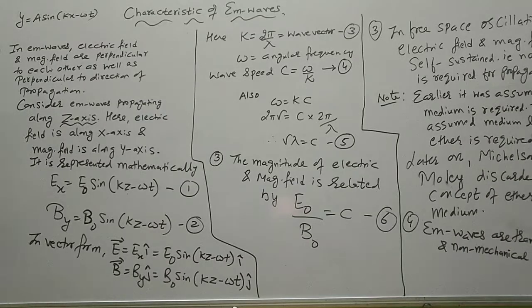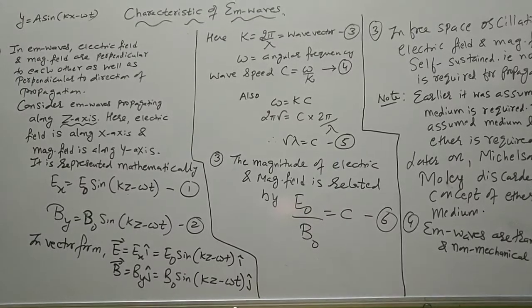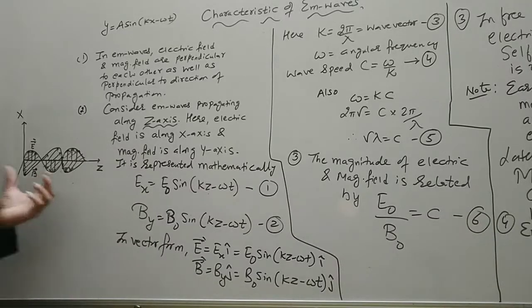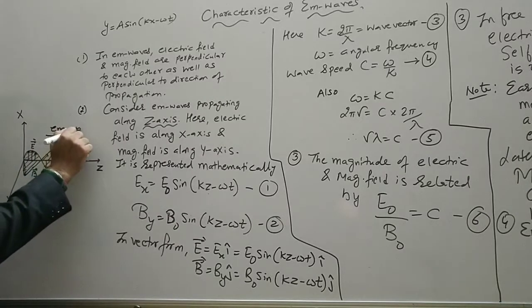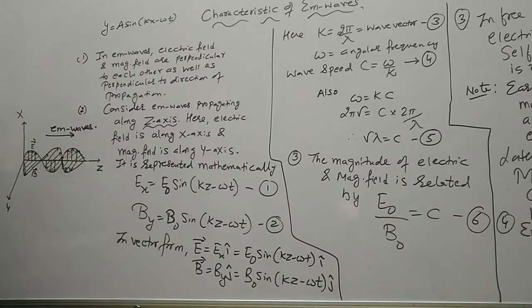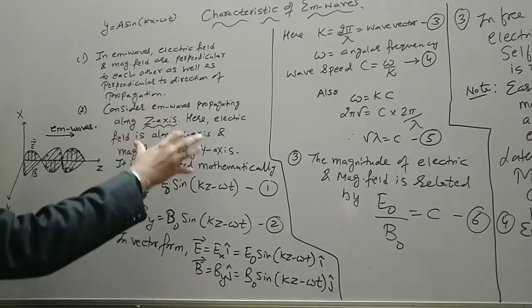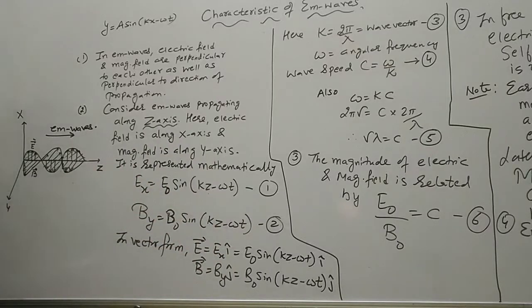So E naught and B naught are the amplitudes of the electric and the magnetic field. This is how we show the diagram. The electric field is oscillating along the x-axis. This is your y-axis, so the B vector is along the y-axis, and this is the direction of propagation of the electromagnetic waves, that is along the z-axis. So, taking an example, this is the mathematical representation and the diagram of the propagation of electromagnetic waves.